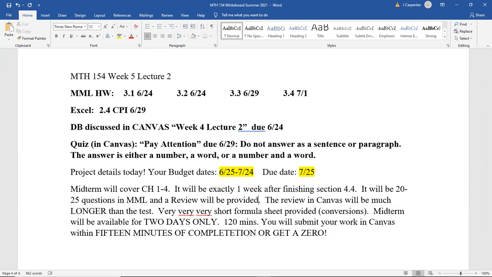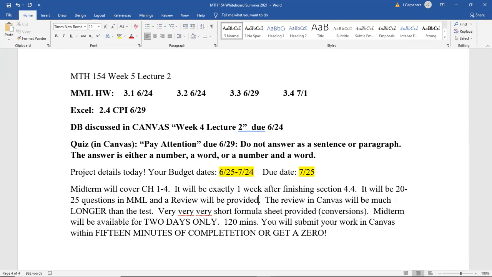So the test is in my math lab, and when it's available, because you don't see it yet, you're only going to see it for a couple of days. But when it's available, it will be the very top assignment in your assignments section. The review, however, will be in Canvas. It's going to be a PDF document that you can download and print, and it's going to be much longer. The test will be 20 or 25 questions, so either 4 or 5 points apiece.